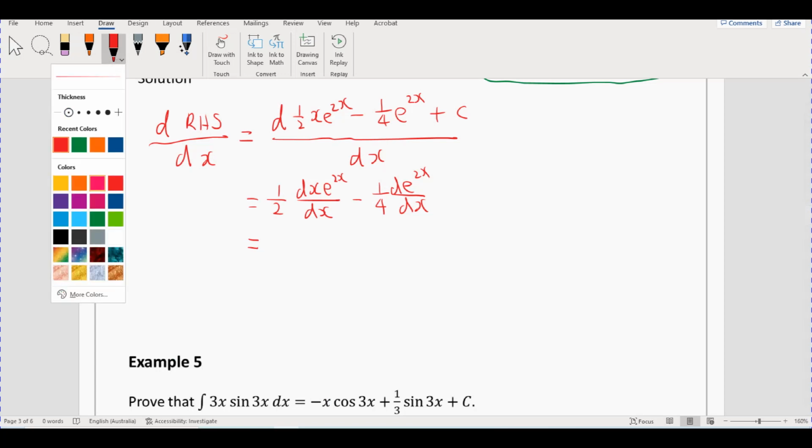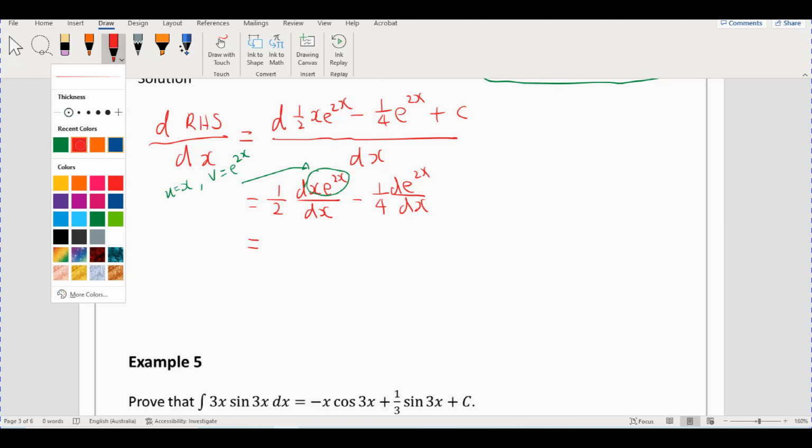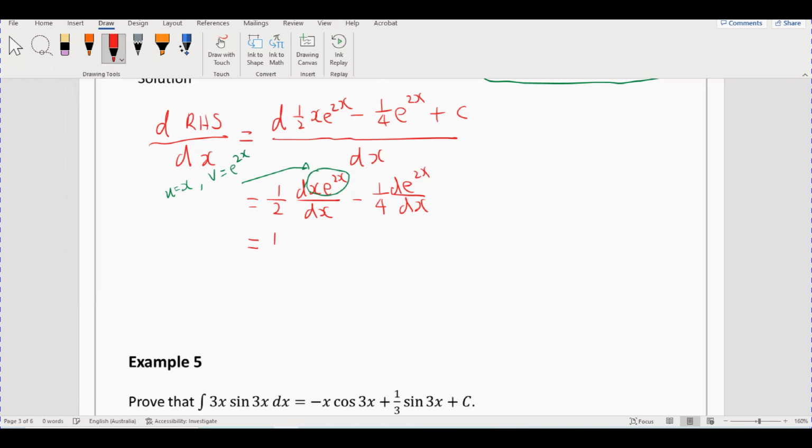You can see for the first part, which really looks like a product rule, that it looks like u equals x, v equals e to the power 2x. So for the first part of it, you can use the product rule for differentiation. And for the second part, it's just one chain rule away from solving it. Okay, so let's try the first part first.